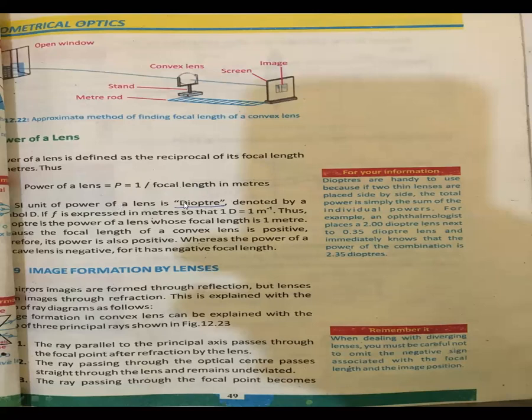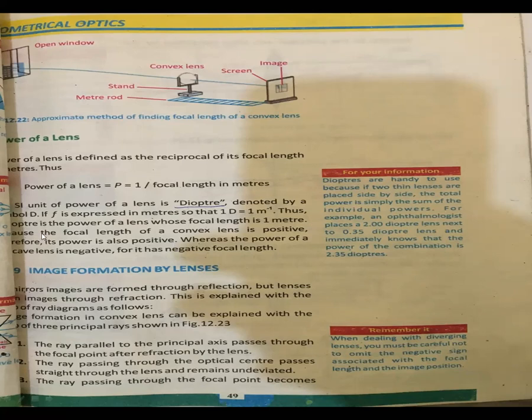The SI unit of power of a lens is diopter. SI means System International. In System International, the unit of power of lens is diopter, denoted with the symbol capital D. If F is expressed in meters, diopter will be 1 per meter. The unit of length is meter, so focal length is in meters. If you take the meter from the denominator to the top, it will be m to the power minus 1. So 1 diopter is equal to 1 per meter. Thus, diopter is the power of a lens whose focal length is 1 meter.